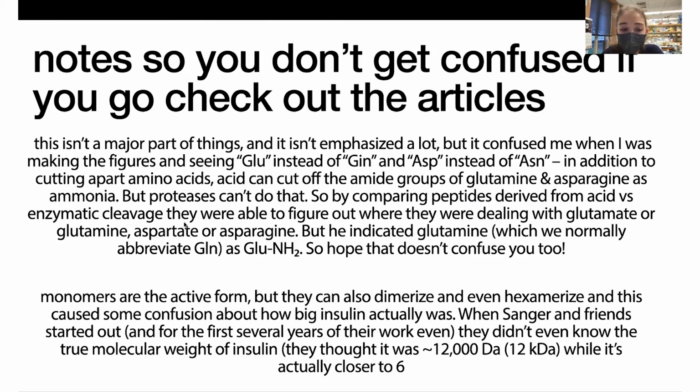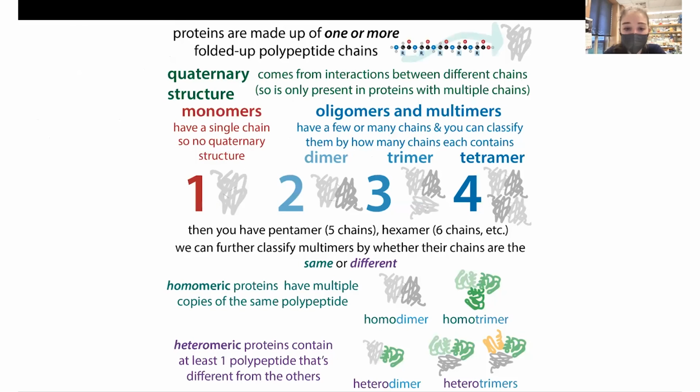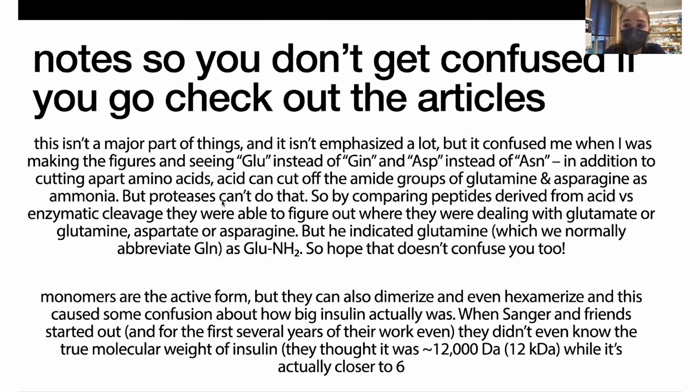But then he actually calls, we normally indicate glutamine as GLN, but he abbreviated it as GLU NH2. So I hope that doesn't confuse you. And then the other thing that could get confusing is that he didn't actually know how big this thing was in the beginning, or even for the first several years. So it turns out that monomers are the active form, so a single copy, or single chain. Remember that has both the B chain and the A chain stuck together, but it was one original copy when it was made.